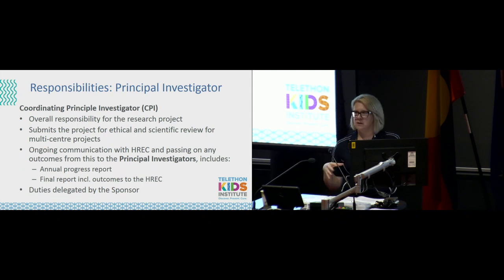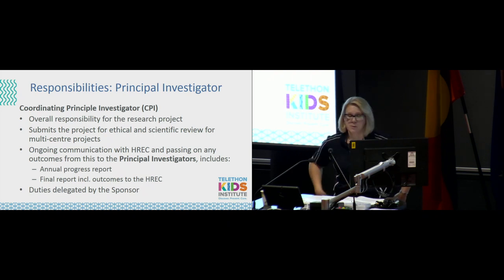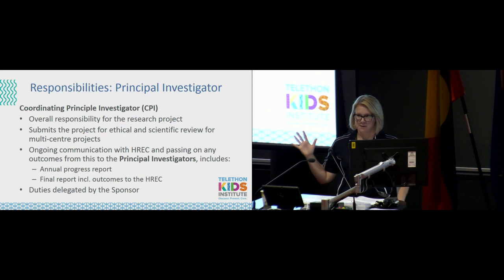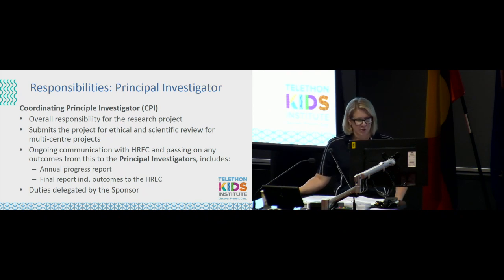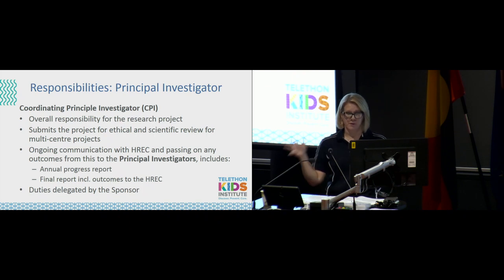Then we go down to the actual getting onto the ground and the principal investigator and the running of the actual research. You always have a coordinating principal investigator, and they have that actual overall responsibility for that research project across multiple sites. They will ensure that a project is submitted for ethical and scientific review for multi-centre projects. You could just have one site and one CPI. But for multiple sites, there would be also one CPI and then a number of principal investigators.